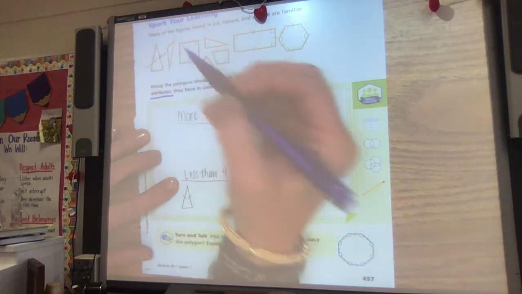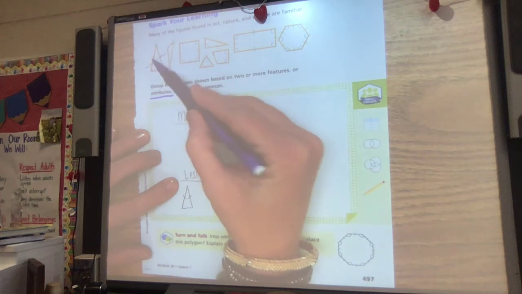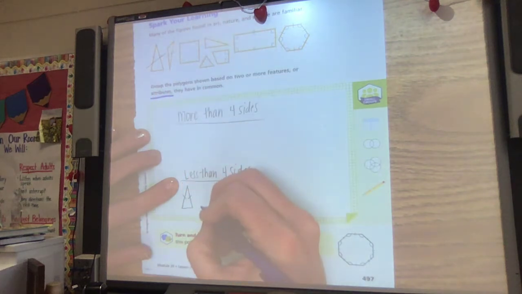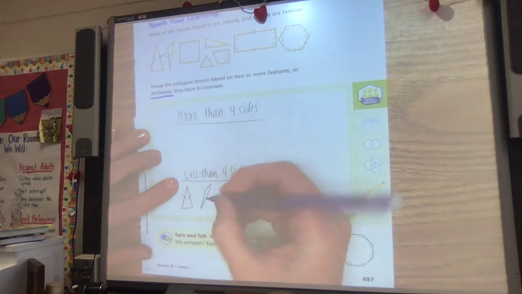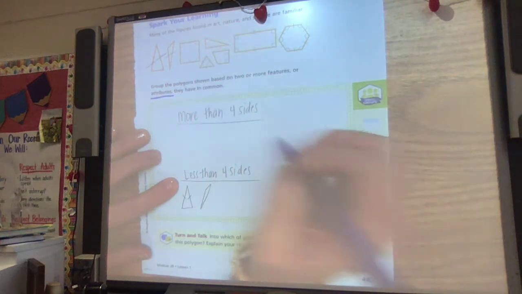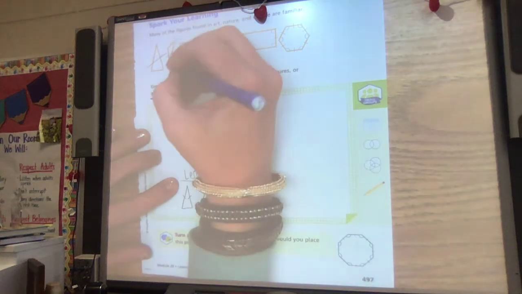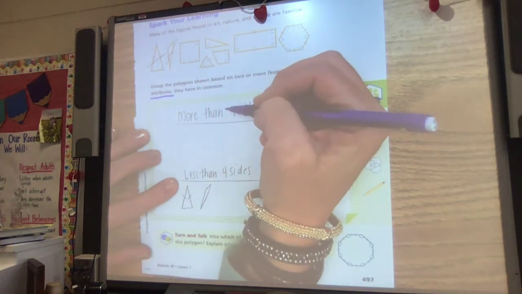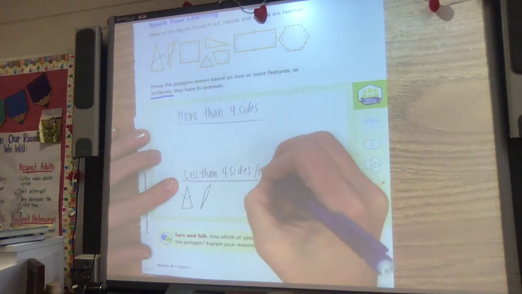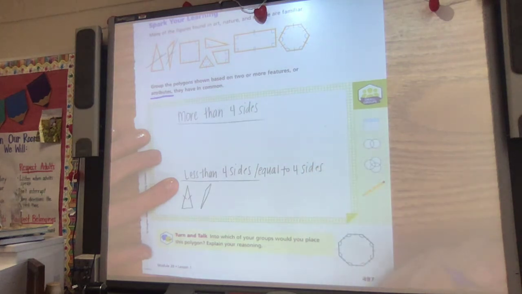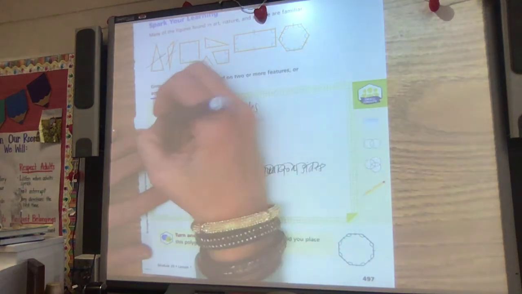These lines here on these triangles help you know that this side is equivalent to this side. That's what that means. This figure also has 3 sides. Do you see there's no lines here? That means that none of those sides have the same length. Okay? Right here. And I'm going to put less than or equal to 4 sides. No, you know what? Let's do equal or more than. Okay.